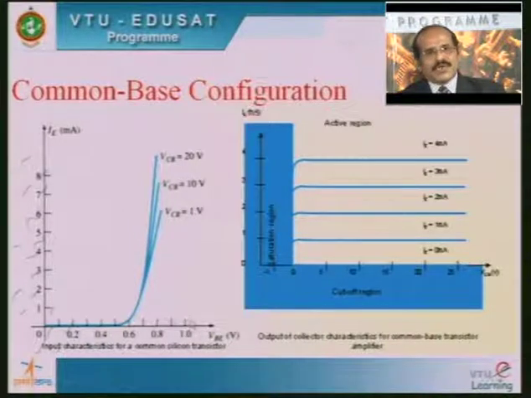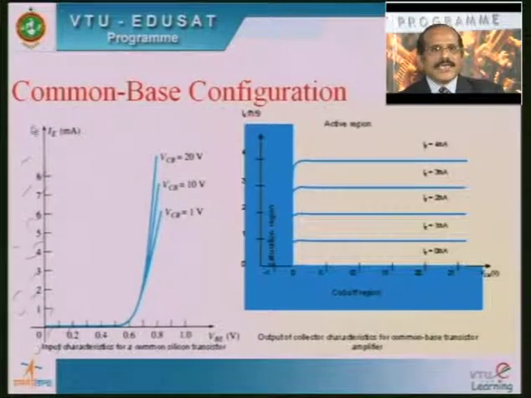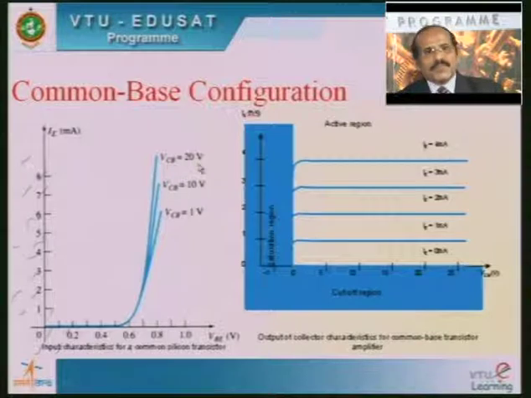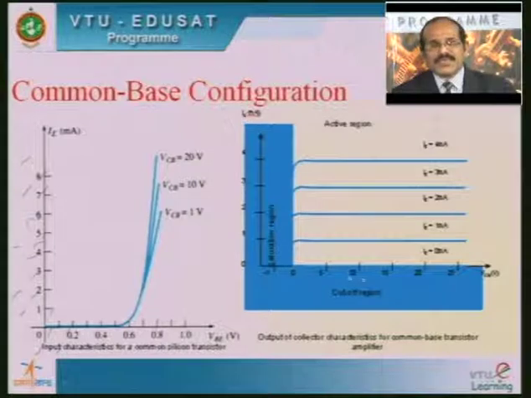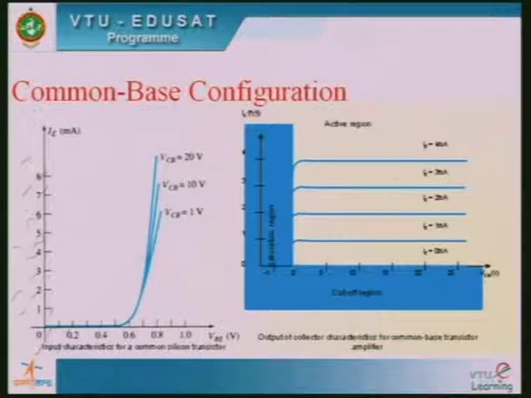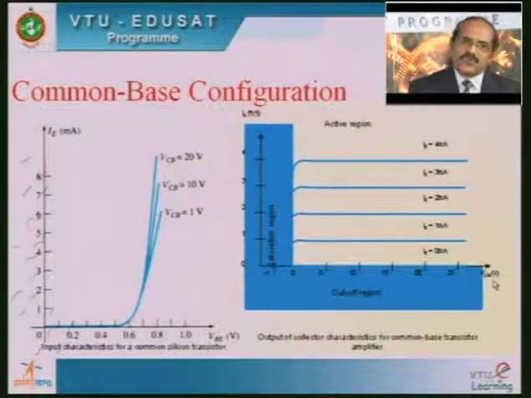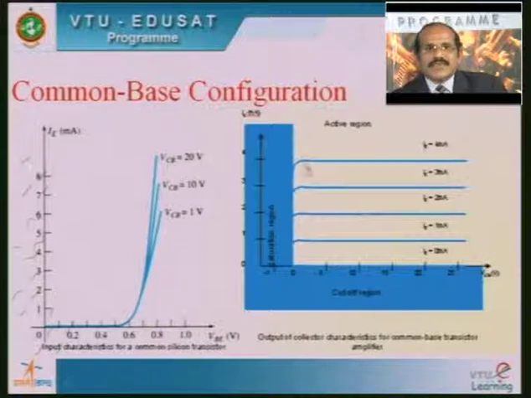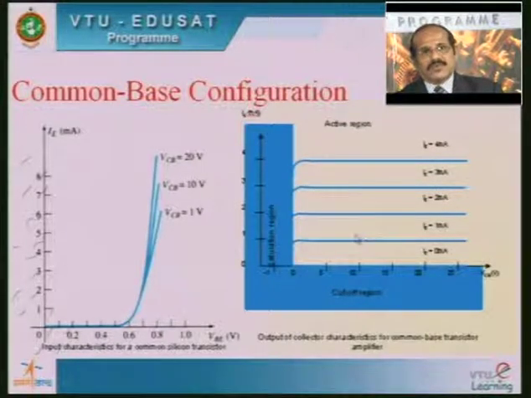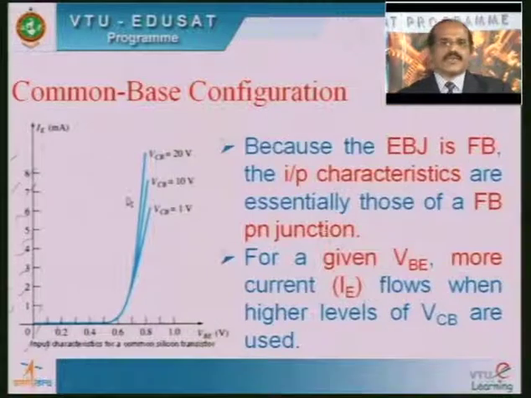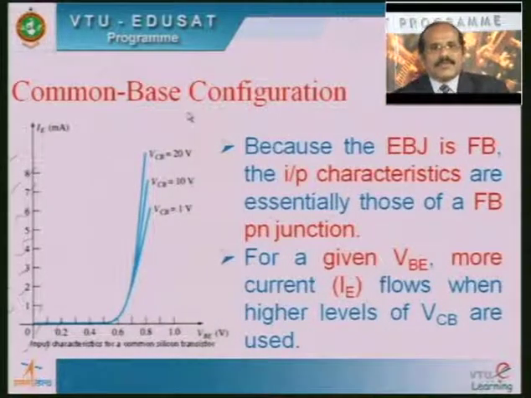Here a graph is plotted between VBE, that is input voltage, versus IE, that is input current, keeping VCB, the output voltage, constant. Similarly, on the right side of this slide are the output characteristics, wherein VCB, the output voltage, is plotted against the output current IC, keeping the input current IE constant. So now let us take up the characteristics one by one, and see how we can analyze the input characteristics.